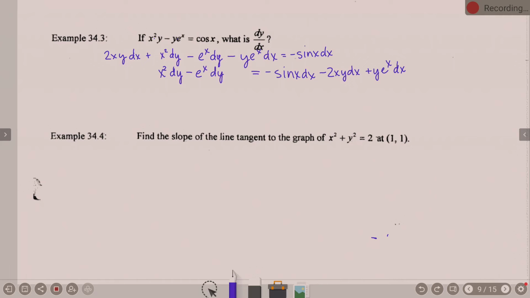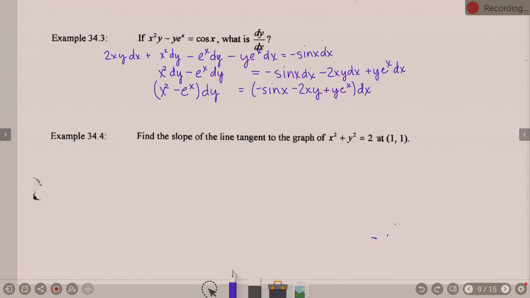If you haven't already, and you might be getting to the point where you can do more of this in your head, just be careful, right? On the left, you're going to factor out the dy. So x squared minus e to the x times dy. On the right, factor out your dx. Negative sine x minus 2xy plus y e to the x times dx.